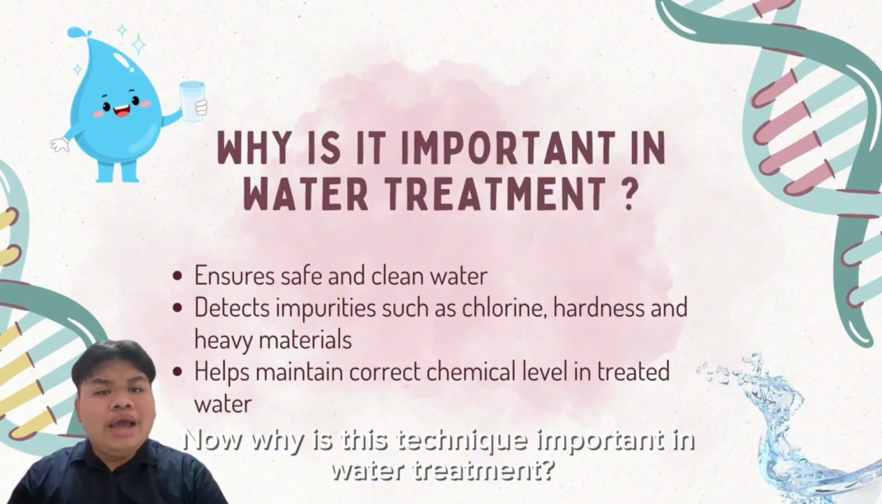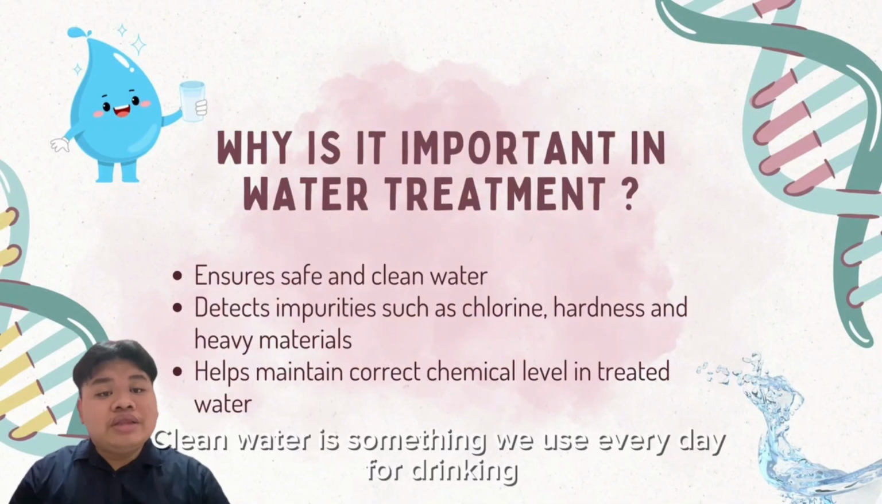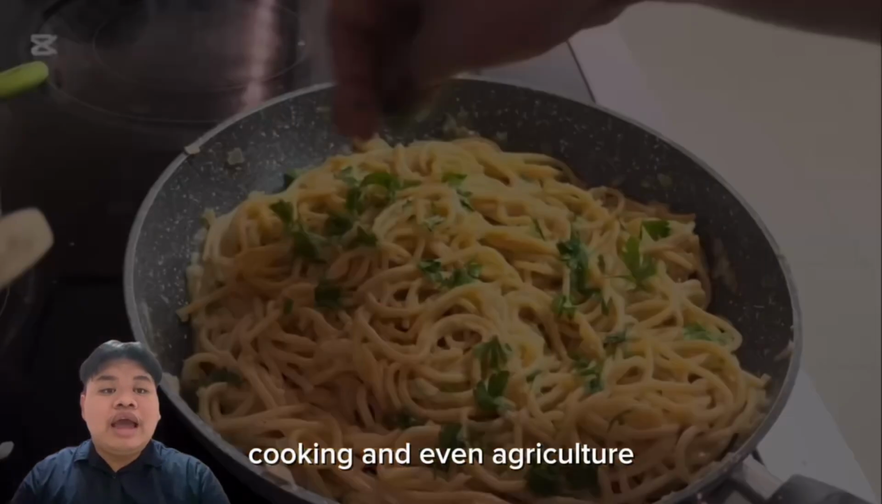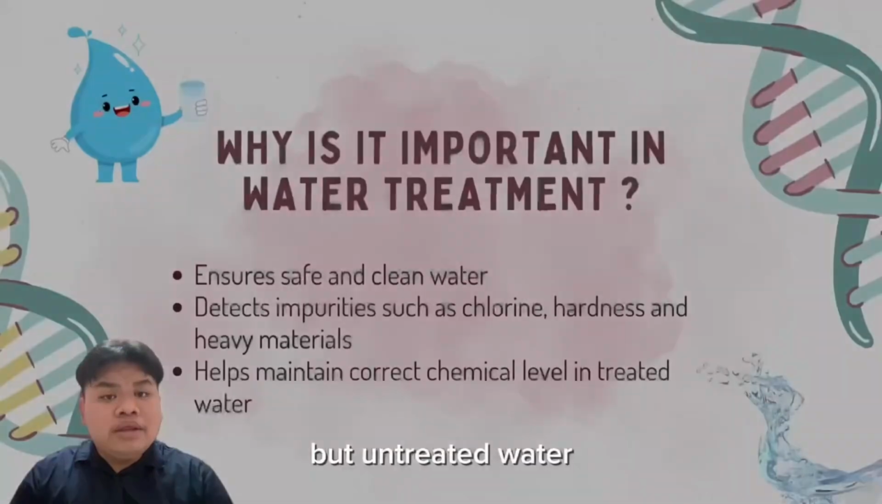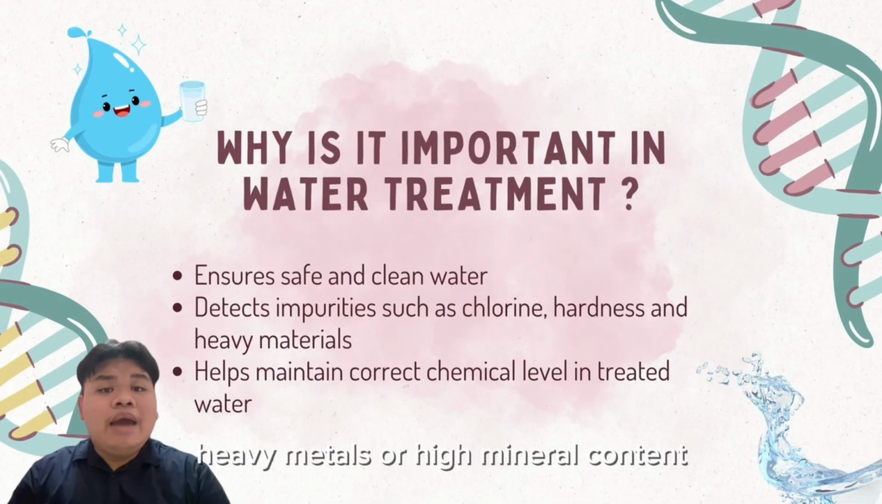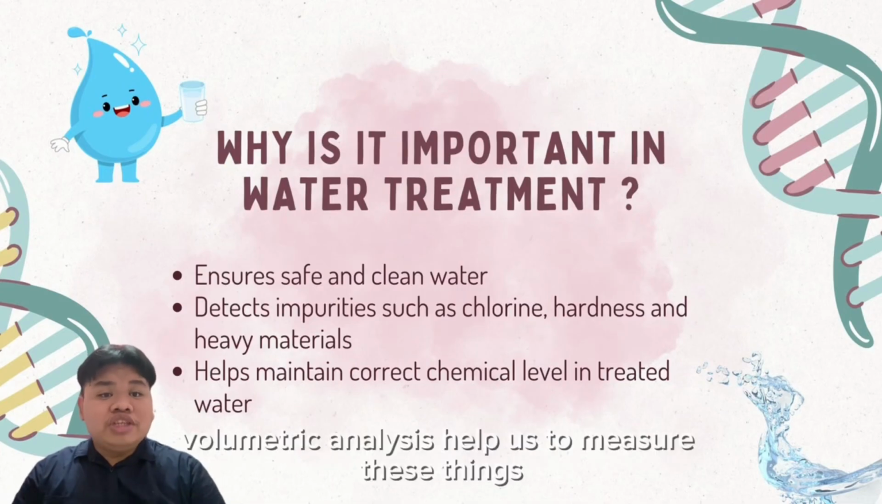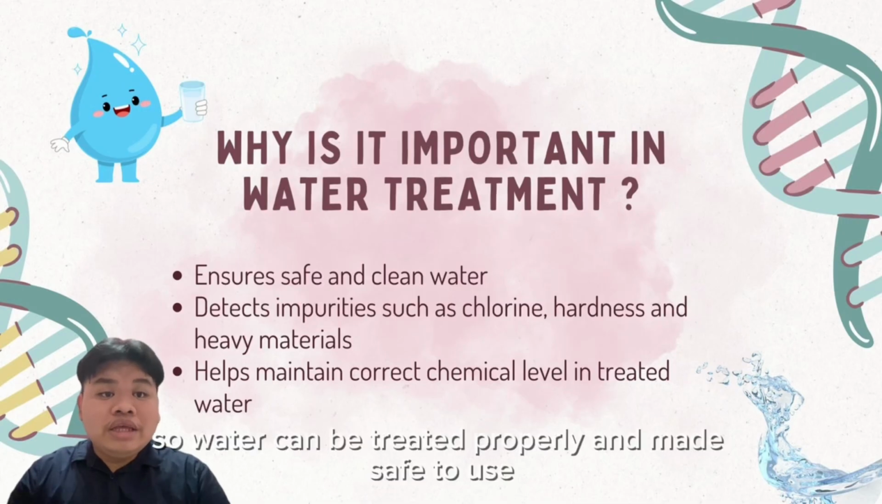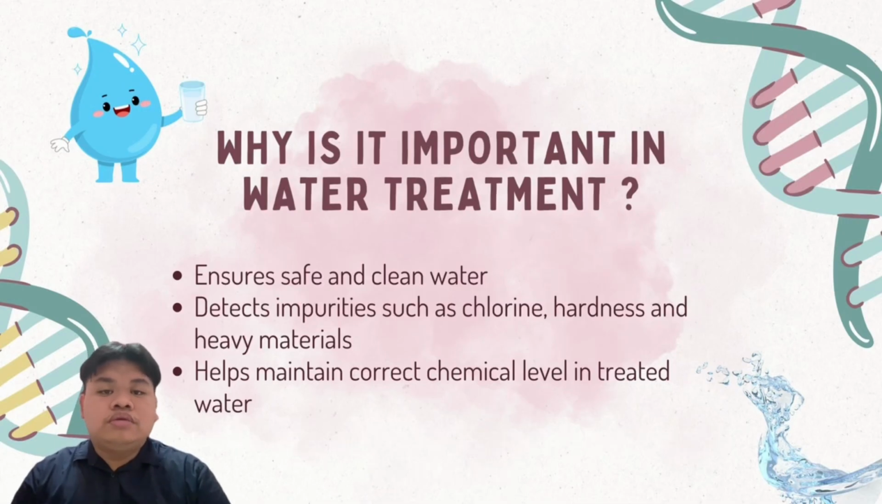Now, why is this technique important in water treatment? Clean water is something we use every day for drinking, cooking, and even agriculture. But untreated water may contain harmful substances like chlorine, heavy metals, or high mineral content. Volumetric analysis helps us to measure these things so water can be treated properly and made safe to use.